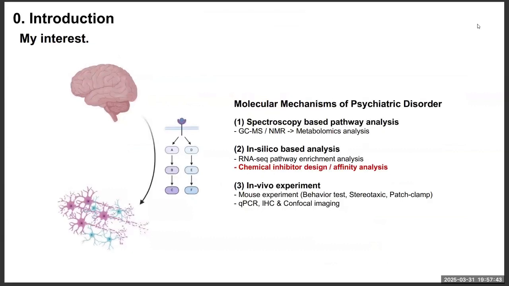As he introduced, I want to know the specific molecular mechanisms. My base is chemistry, so I use spectroscopy to analyze metabolic pathways, or proteomics. For validation of targets, I use in vivo models such as mouse experiments, with behavior tests, toxicity tests or patch clamp, etc. But as a bridge, I also have to use in silico analysis to see which pathways are involved in these models, and I have to design chemical inhibitors with artificial intelligence. So today I'm going to explain that part: in silico analysis, chemical inhibitor design and affinity analysis.